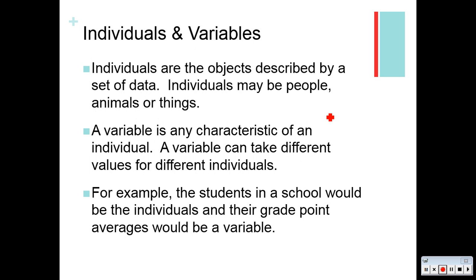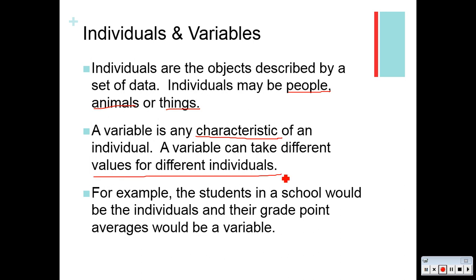So individuals, when we're talking about a set of data, are the objects described by a set of data. Individuals may be people, animals, or things. And when I show you an example of what we're talking about when we're differentiating data sets and individuals, I think the definition there will become a little more clear. The other thing we look at with data sets are variables, and a variable is any characteristic of an individual. So a variable can take on different values for different individuals.